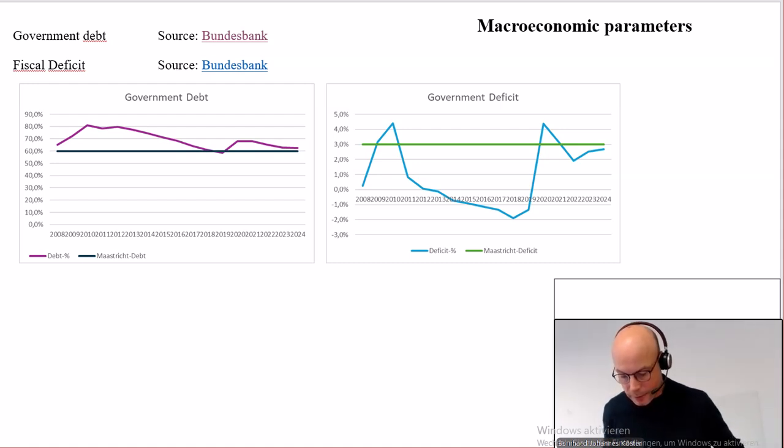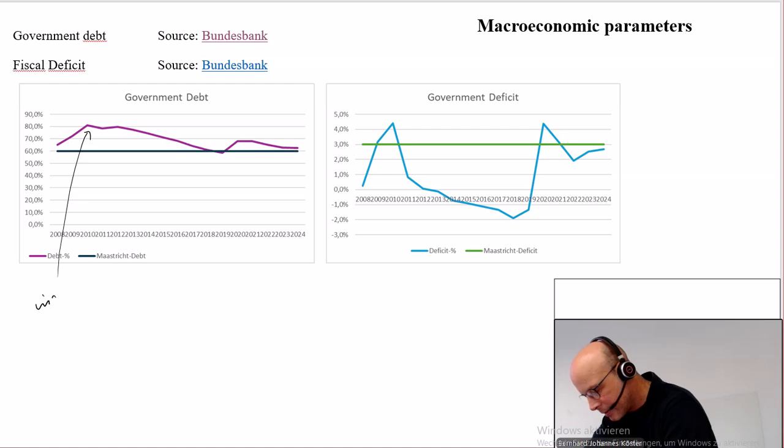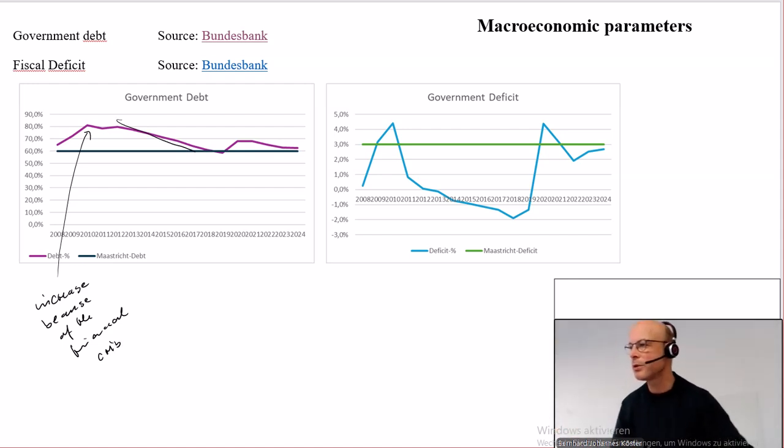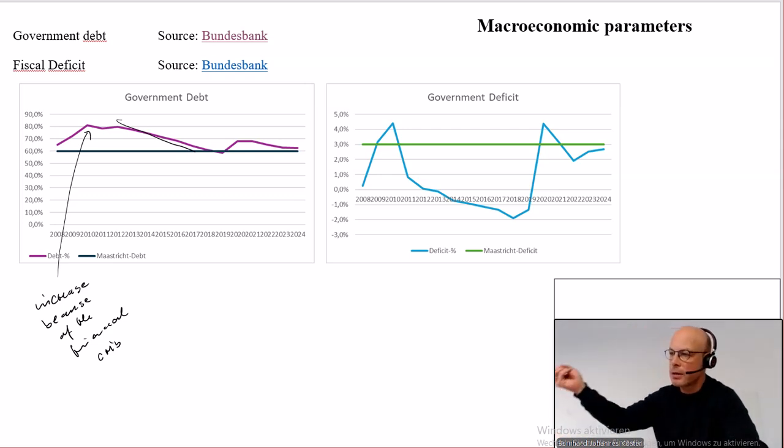Here, so there you see for Germany, this is the increase because of the financial crisis. And then you see, well, this is once due to the quite good economic performance. This means that the denominator, the nominal GDP, was quite increasing during this time.